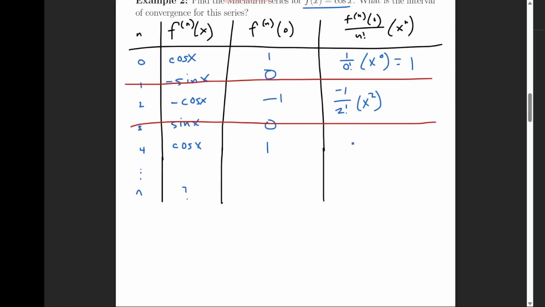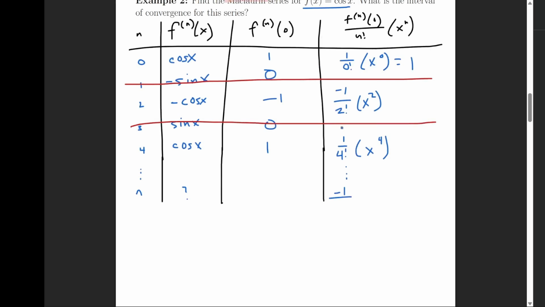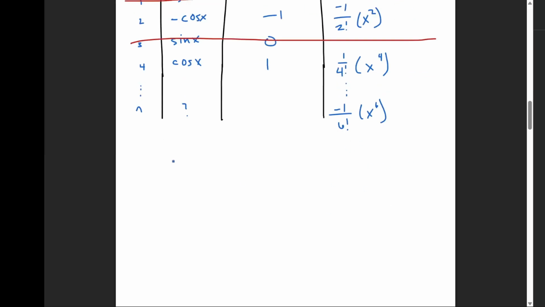The next in line, now we have 1, use from over here, bring it down, and then n factorial, so in this case it's going to be 4 factorial times x to the n, which is going to be x to the 4th power, okay? And then it keeps on going, right? So say we did the next one, that would be negative 1, because that's the pattern, right? It's alternating, and then 6 factorial times x to the 6th power. So we could go forever and ever, right?